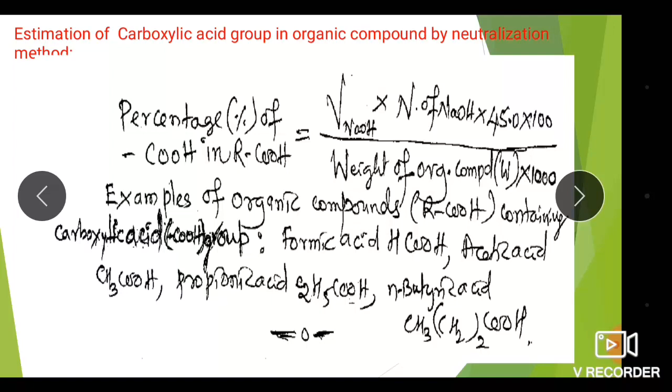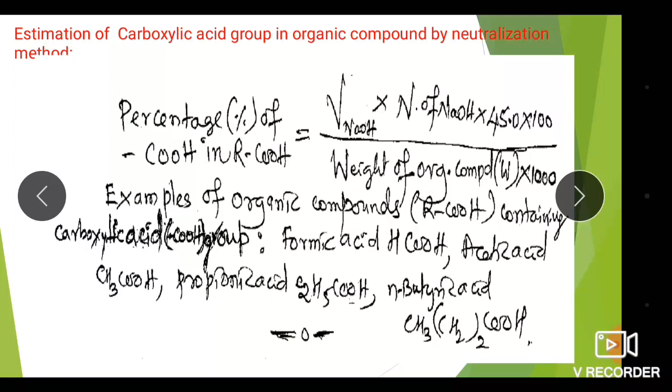We will get the neutralization reading after the change in color, that is faint pink, using phenolphthalein as an indicator. We will get the titration reading, and with the help of the volume required to neutralize the given carboxylic acid group by means of NaOH, we can calculate the amount of carboxylic group, which is directly proportional to the volume of NaOH required to neutralize it.